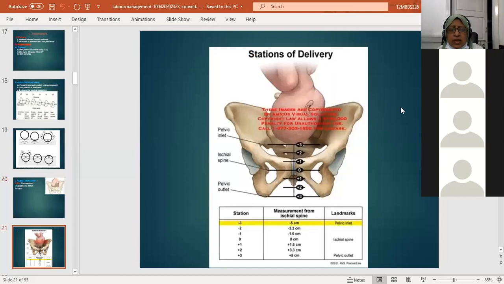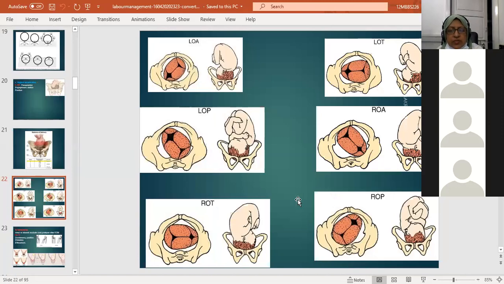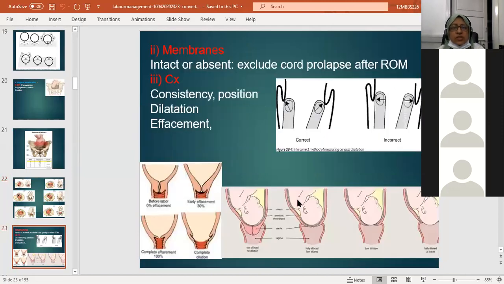Again the same diagram: the ischial spine is the 0 station. The fully free head, five-fifths, is the minus 3 station. The head which is at the perineum we call plus 3, or when there is crowning we call it plus 3. Now again these are the positions as we discussed already, right occipito-anterior, left occipito-anterior.